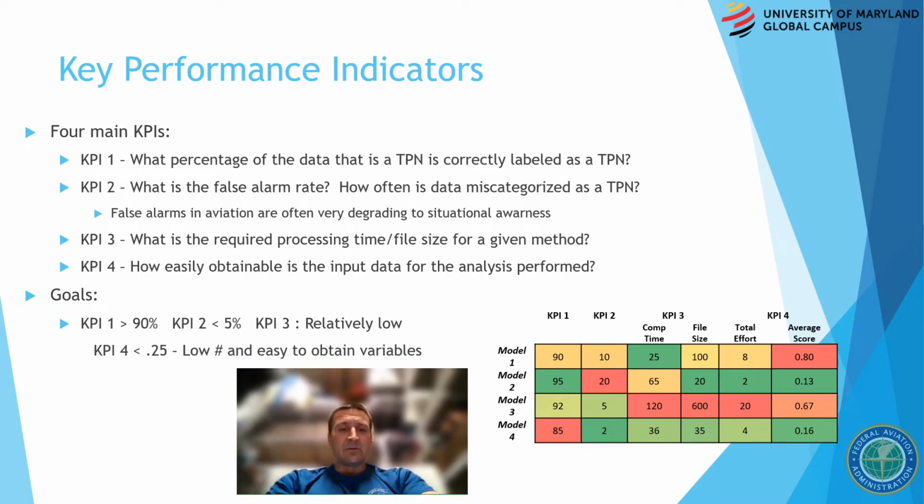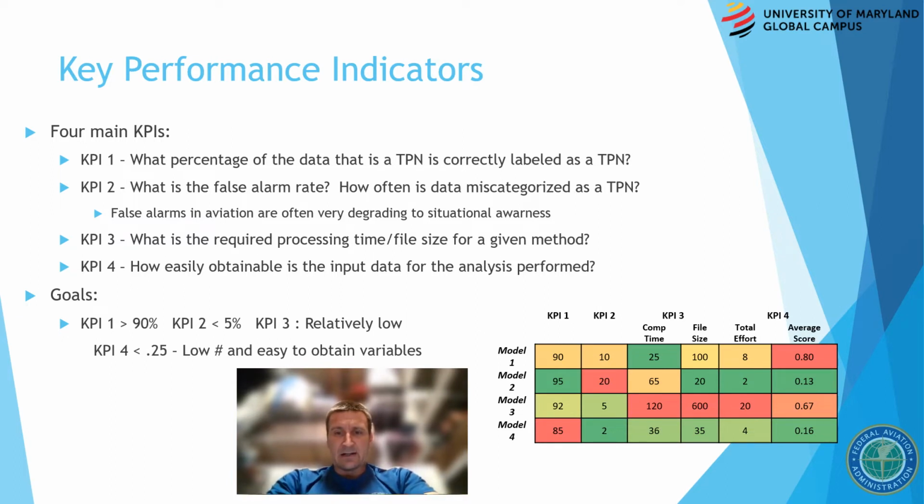And then KPI 4 needs to have a low number of variables and easily attainable variables. If we require a ton of variables to make an accurate prediction, then it's probably not realistic for all different types of rotorcraft. You can see what it might look like on the right side of the screen here, where we have different models, each with their own different KPI scores.